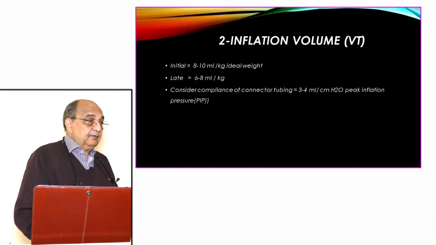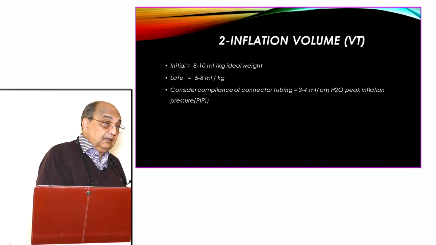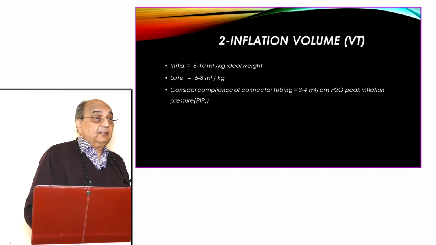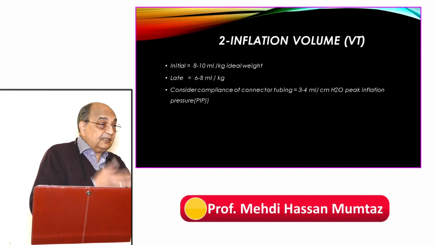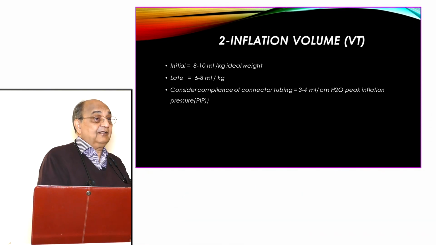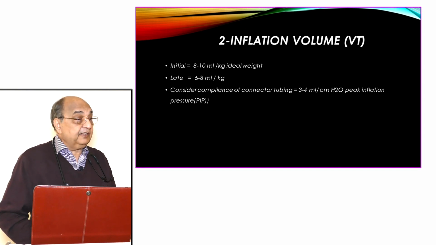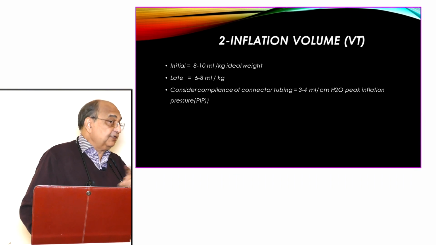So when the ventilator pushes the gas under pressure or under volume, this tube expands. That's called the compliance of a tubing. Compliance is nothing but volume change per unit change in pressure. As the gases are coming under pressure, it will expand and some of the volume of gases will be accommodated over there. That should be considered also. It's about 3 to 4 mil per centimeter of water peak inflation pressure. The pressure which is shown on the ventilator is the peak inspiratory pressure.